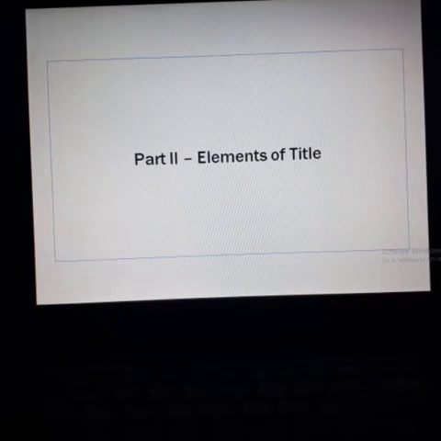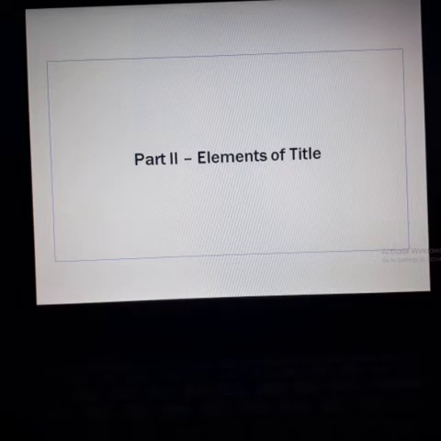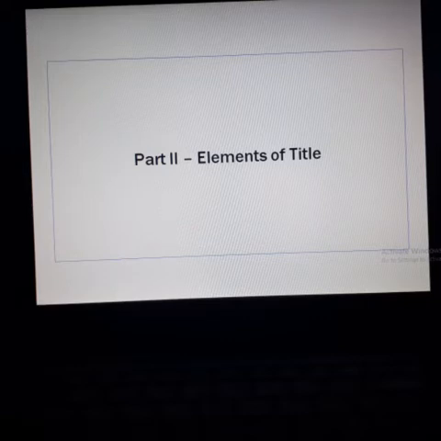So, in this second part of title for immovable property, we will be looking at some of the other elements of the title apart from the ones we saw in part 1. In part 1, we talked about possession, legal rights, and equitable rights for a title, which were very primary in considering the sale of a real estate property.